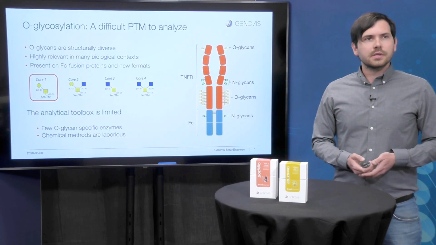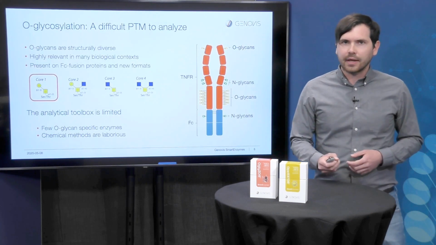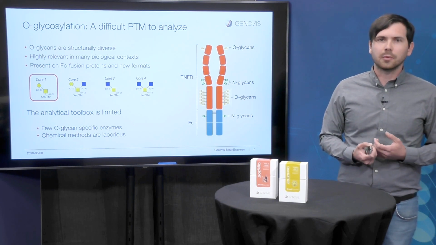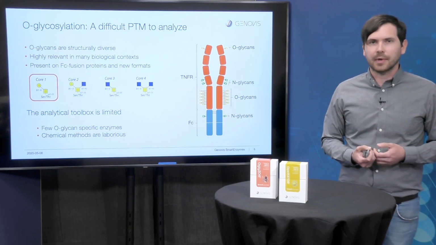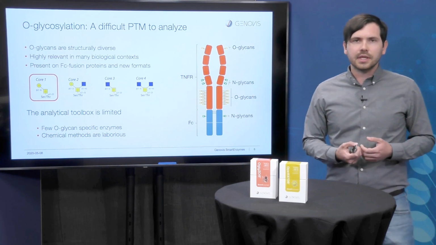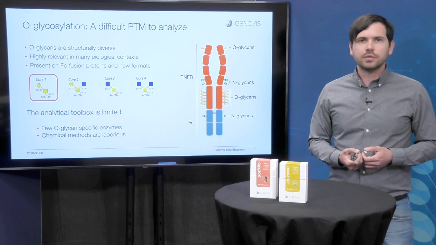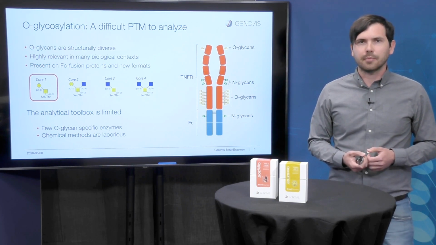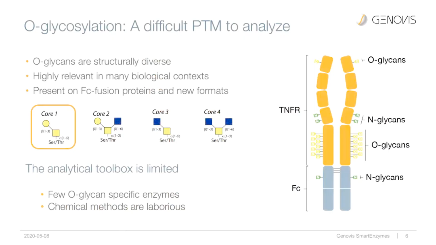What are O-glycans and why are they difficult to analyze? There are many different types of O-glycans, but the most common one, and the one we are talking about today, is called mucin-type O-glycan. It entails the addition of N-acetyl-galactosamine to serine and threonine residues of proteins as they pass through the Golgi apparatus. They're very structurally diverse depending on how these N-acetyl-galactosamines are elongated. There are different core structures, up to 8 of them.